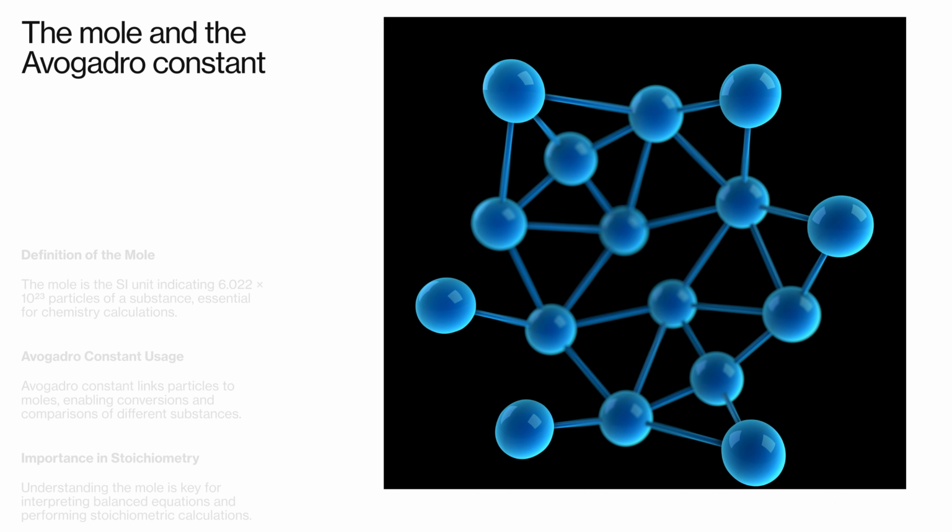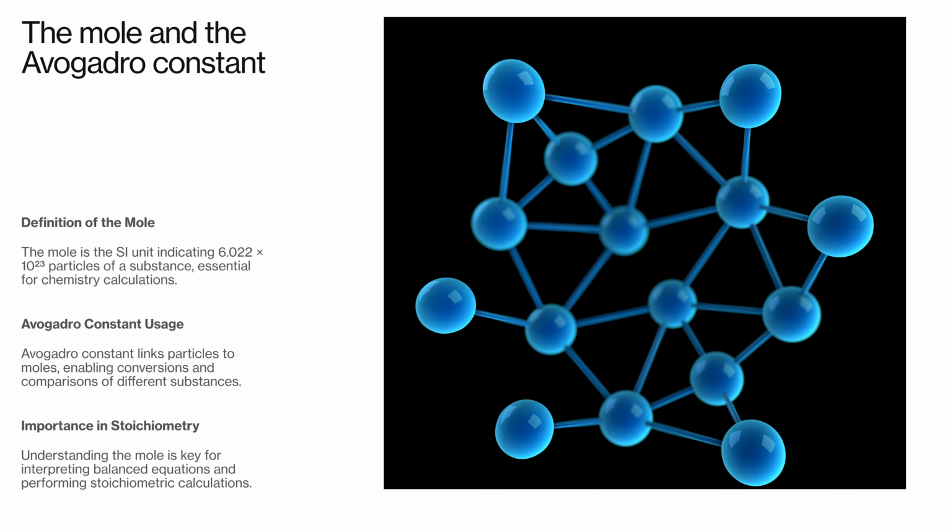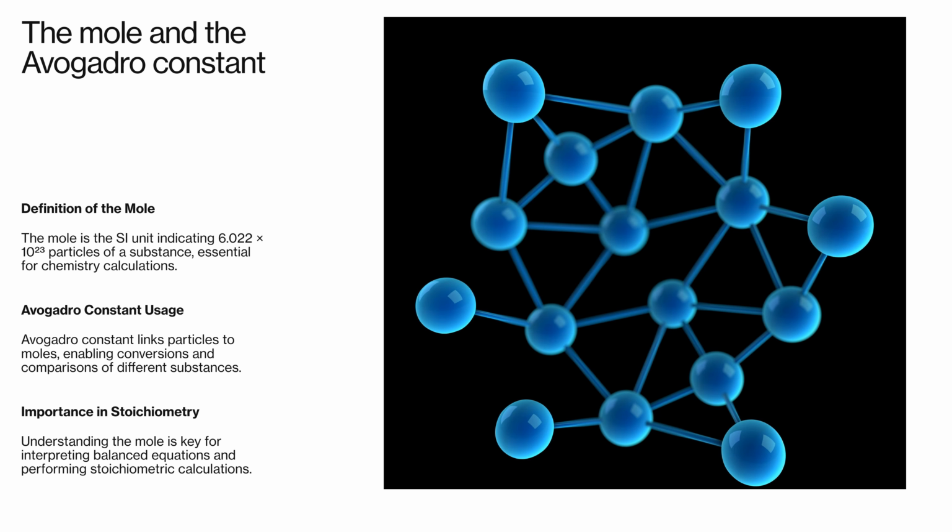The mole is the SI unit for amount of substance and is defined as the amount of substance containing exactly 6.022 times 10 to the power 23 specified particles. This number is known as the Avogadro constant and has units of mol^-1. The mole links directly to molar mass. 1 mole of a substance has a mass in grams equal to its Mr.